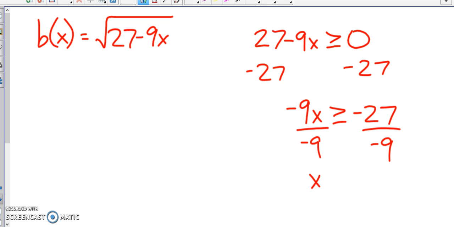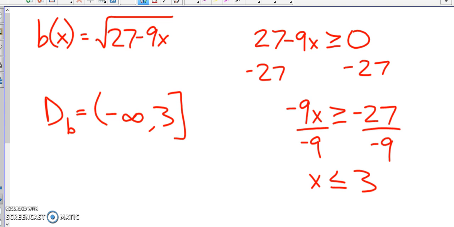How does this work? Yep, you got to flip the inequality. So x is less than or equal to 3, so the domain of B, I got less than 10 seconds, is negative infinity to 3. Woo!